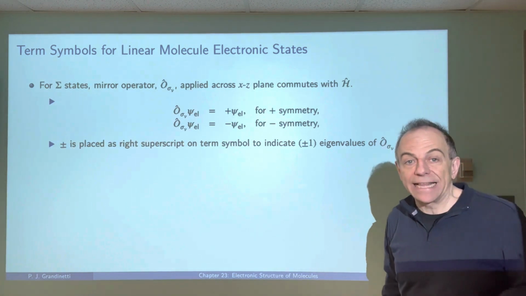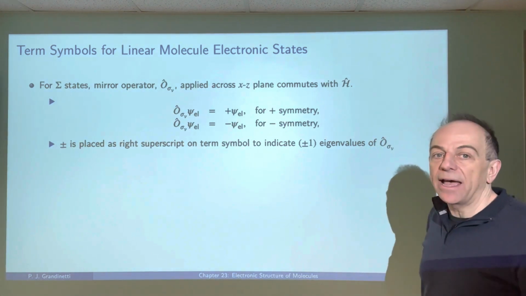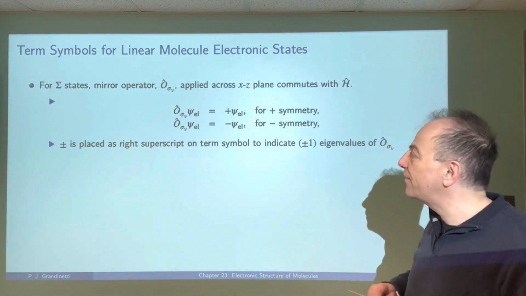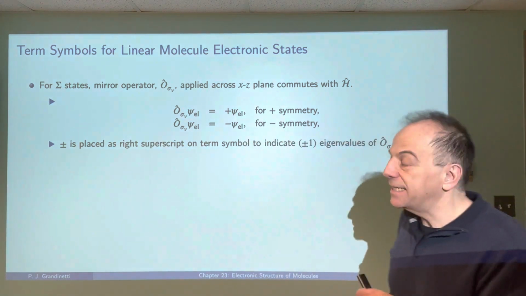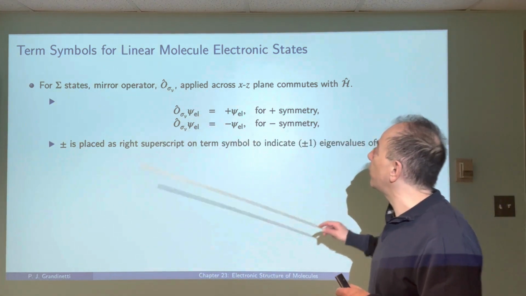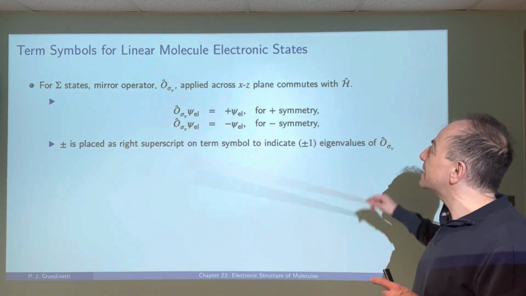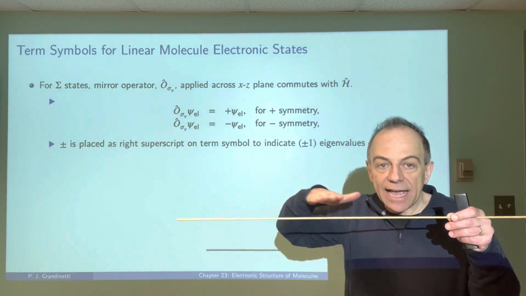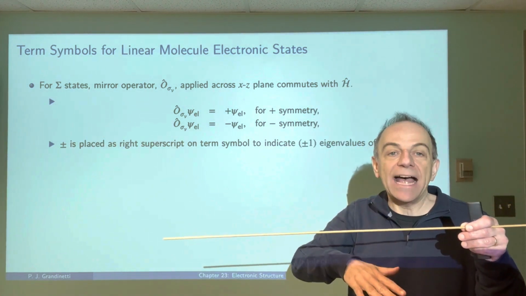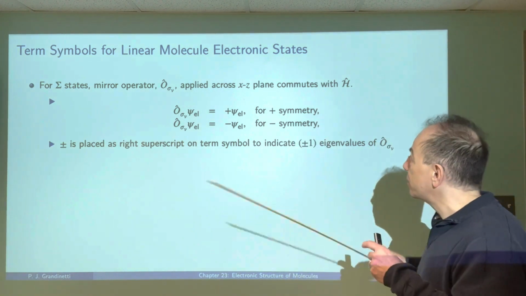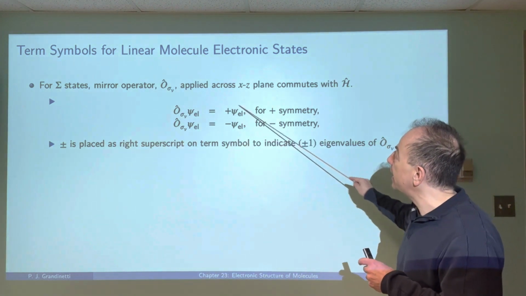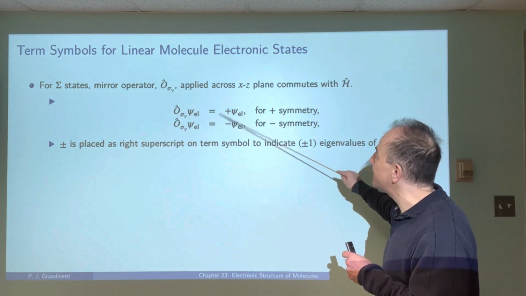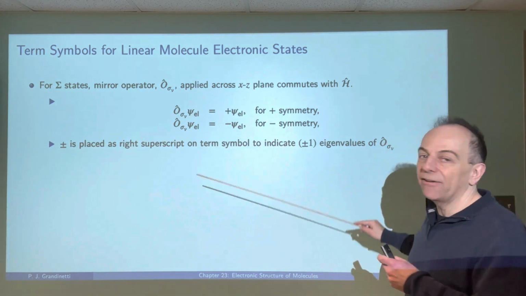Now there are other operators that commute with the Hamiltonian that will be helpful to add to the term symbol, but they are for certain specific cases. So when you have the sigma state, it turns out that the mirror operator applied across the XZ plane. So the Z axis, remember, that's the internuclear bond axis. So the XZ plane, if you do a mirror of that and you look at the wave function's behavior, if the wave function stays the same sign, it's +1. If it changes sign, it has eigenvalue of -1.